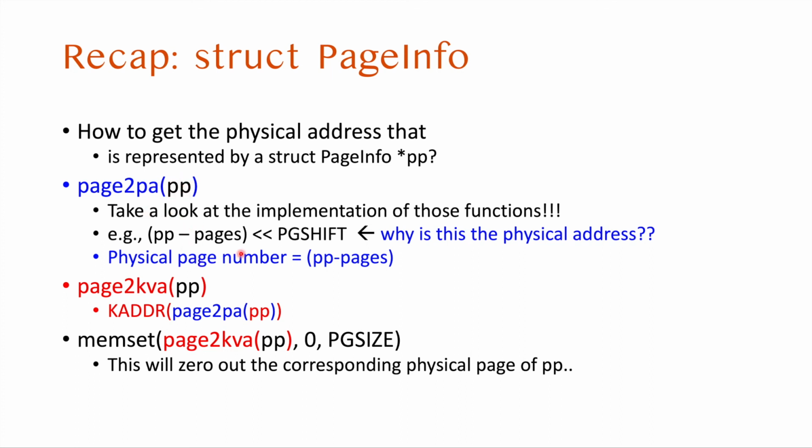Right now what we have is the physical page number. The reason we shift left with the pg shift is that, if you take a look at the details of this variable again, it's just the number 12. Left shift by 12 means multiplying by 2 to the 12, which is 4096, the page size. And if you multiply the page number by the page size, you will get the physical address.